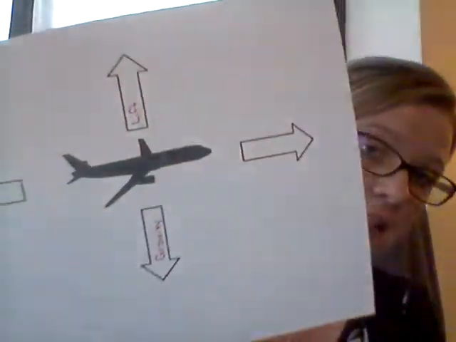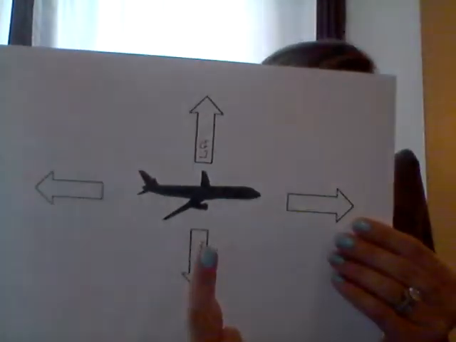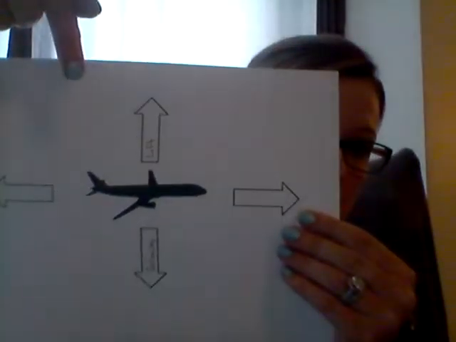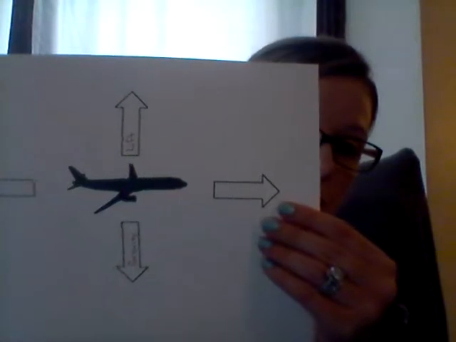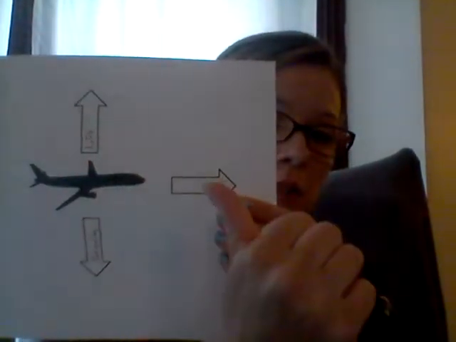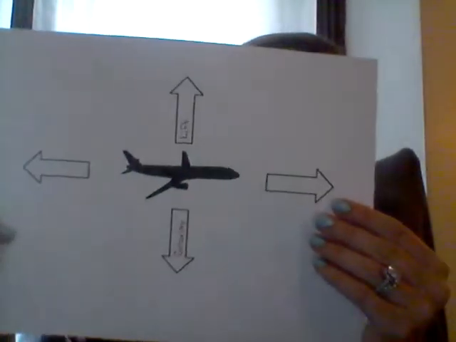But there are four forces. There's a force that pushes the plane up, one that pushes the plane down, one that pushes the plane forward, and one that pushes the plane backwards. Okay? Paper airplanes fly further and longer when all of those are balanced. So that's what we're going to talk about, is how we can kind of balance out those four effects of motion to make our airplane fly. And you guys are going to get to build paper airplanes and see how far they fly.